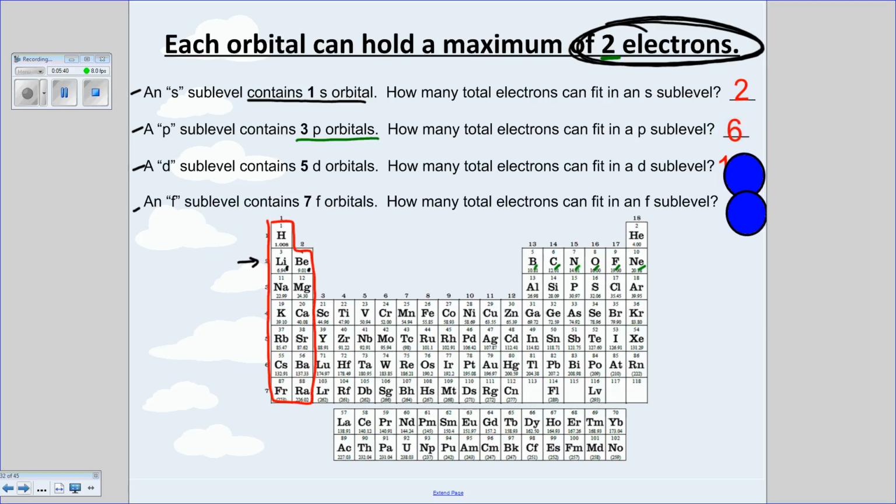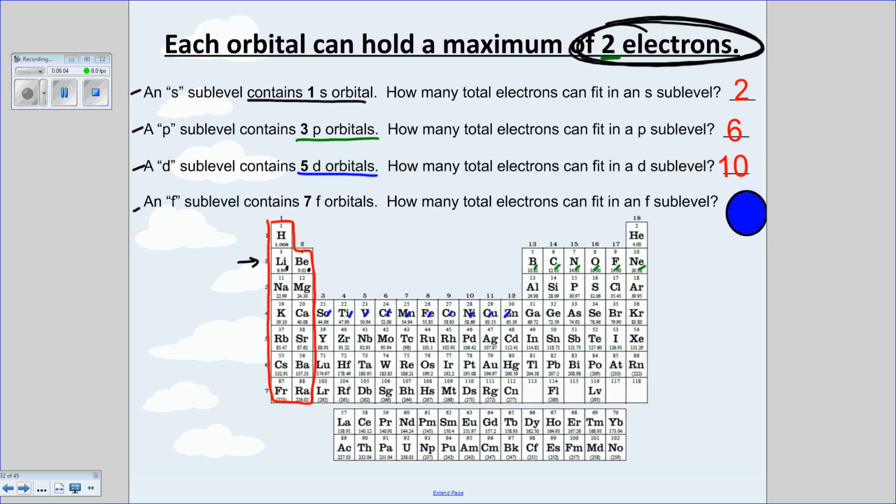If we look at d, right here, we've got 1, 2, 3, 4, 5, 6, 7, 8, 9, 10 electrons across a d sublevel. If we have 10 electrons, and again, only 2 electrons per orbital, that means we're going to need 5 orbitals to hold them all. And grand total, we're going to have 10 electrons in those orbitals.